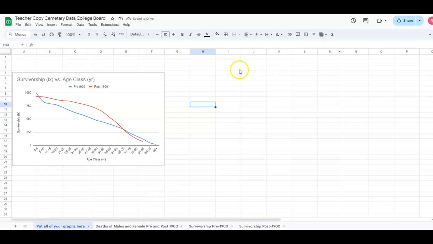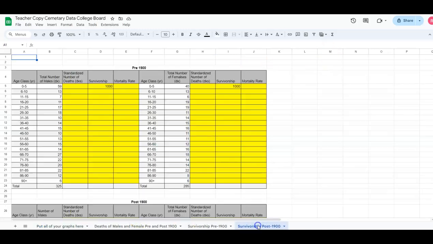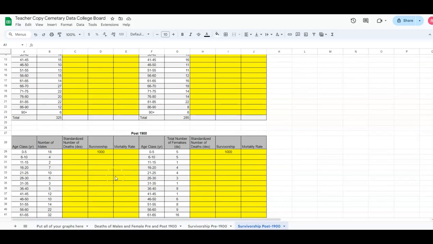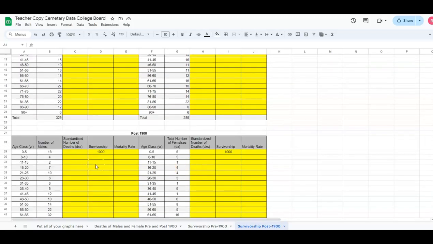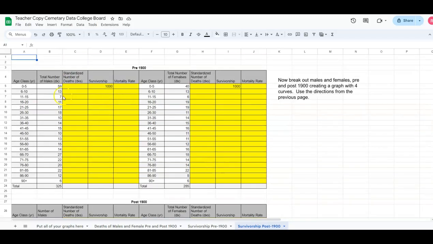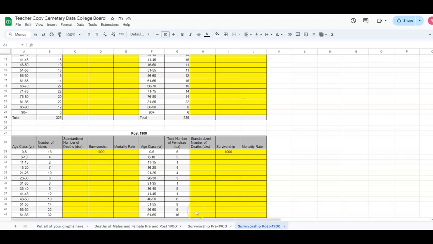All right, so now we're going to go over to the last one. Now you've got 4 different graphs. You're going to do exactly the same thing. Notice these are exactly the same as you did before. But now what we're going to do is do all the calculations. I'm going to graph this one first, and then I'm going to add this column and this column to the graph.